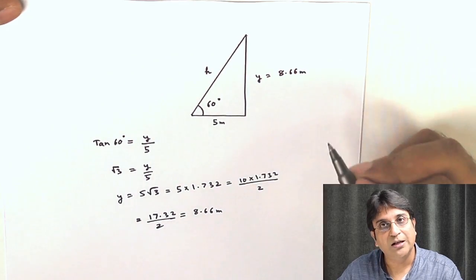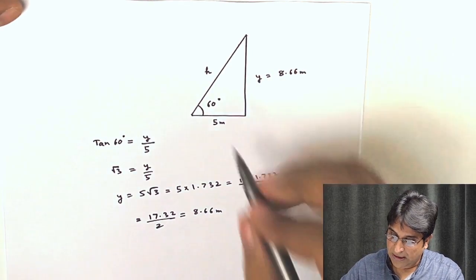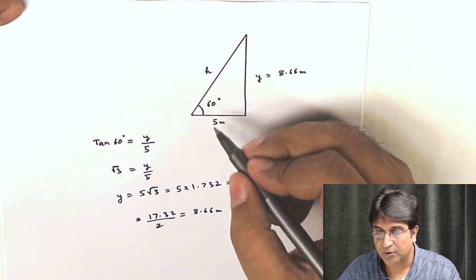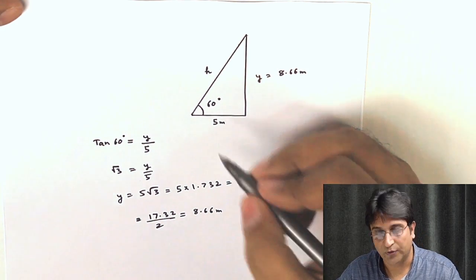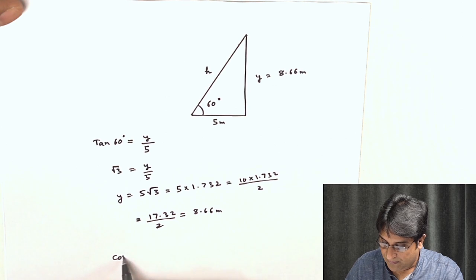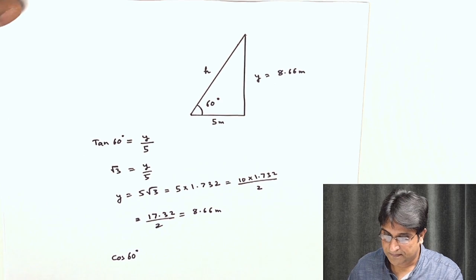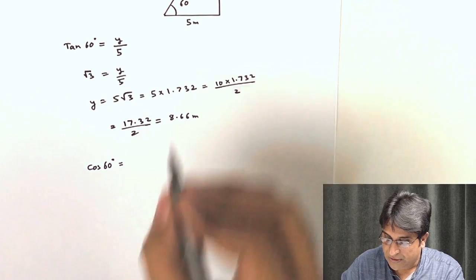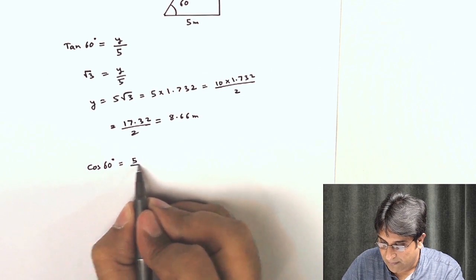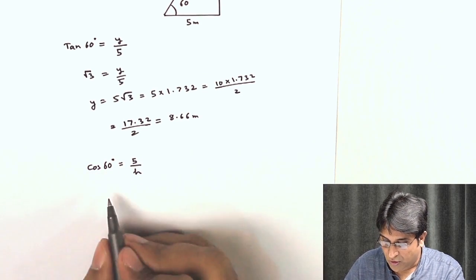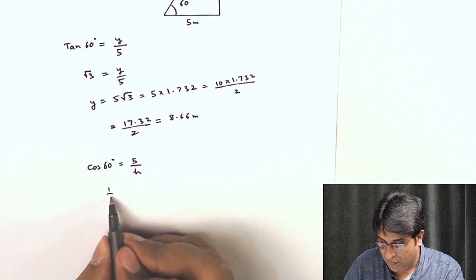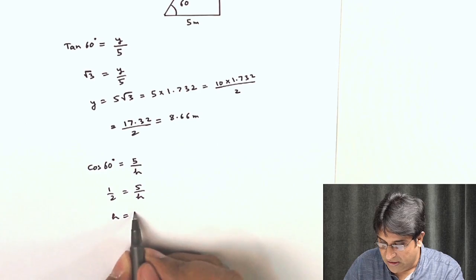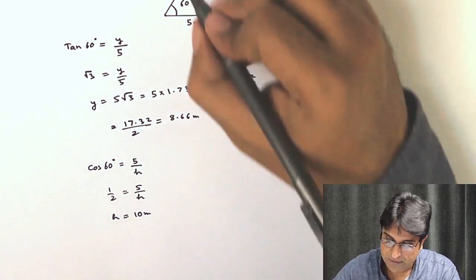To find h, again we should use trigonometry. H is the hypotenuse. We know 5, which is the adjacent. So hypotenuse and adjacent are involved in cos. So cos 60 degrees is adjacent by hypotenuse. So that is 5 by h. Now what is cos 60? It is half. So half is 5 by h. So now what is h? H is 10 meters.